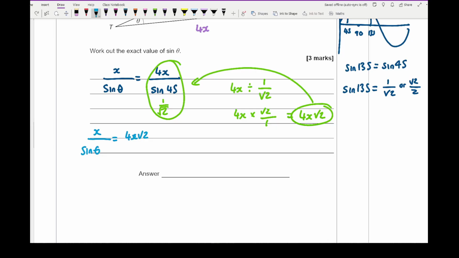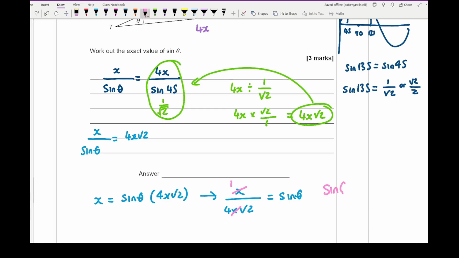Then I can take the sine theta over to this side, so I end up with x equals sine theta times 4x root 2. Then take the bracket over to the side, so I end up with x over 4x root 2 equals sine theta. Cancel the x's, so that's left with 1, and so sine theta equals 1 over 4 root 2.